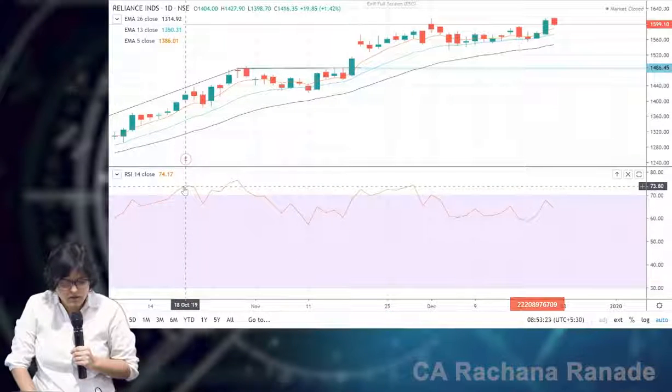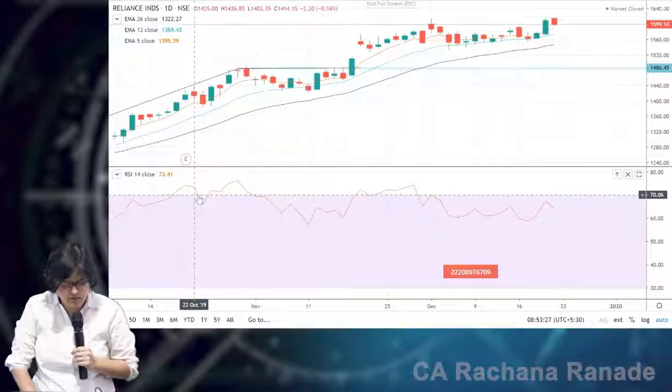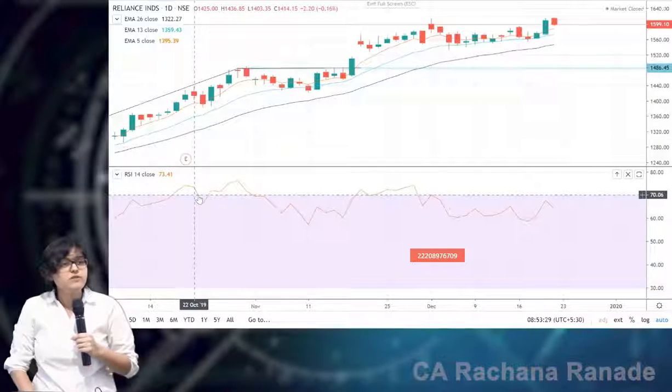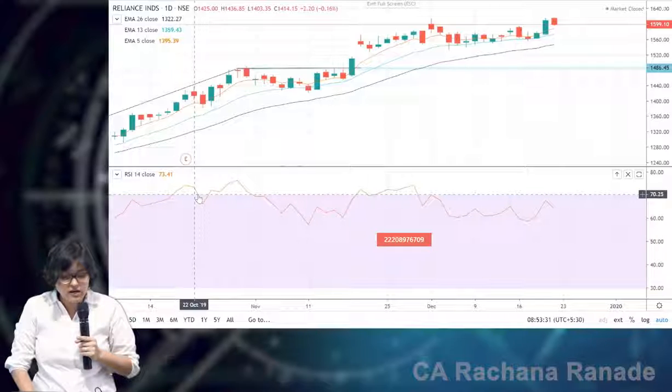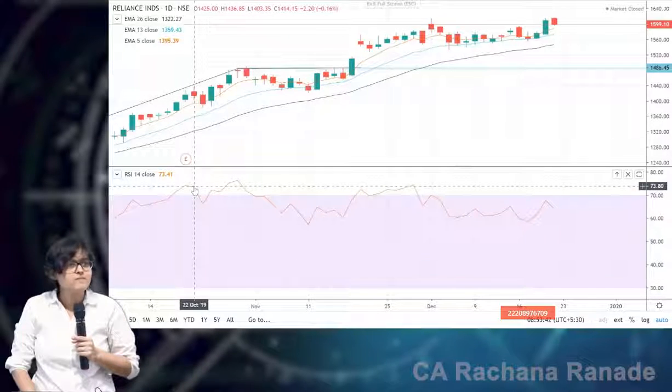Then it's above 70, above 70, above 70, and this is the first time. Anyways, you have sold. So till here, what could have happened? Till 22nd October. The 22nd October closing price is 1,414. Okay, and you have done a short.